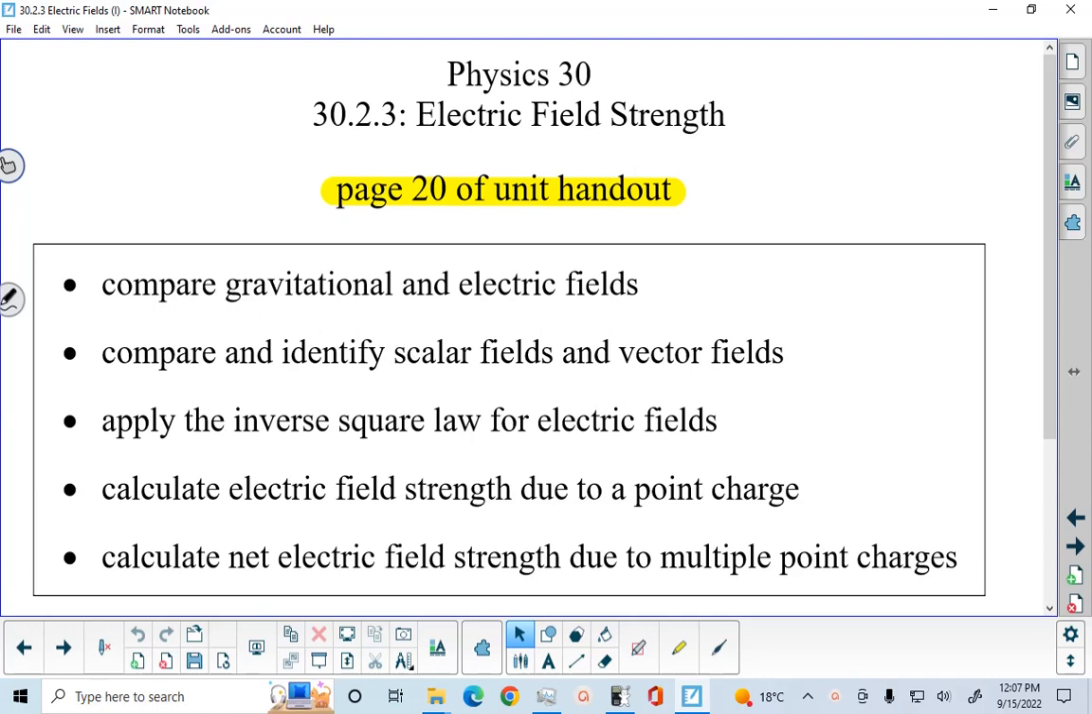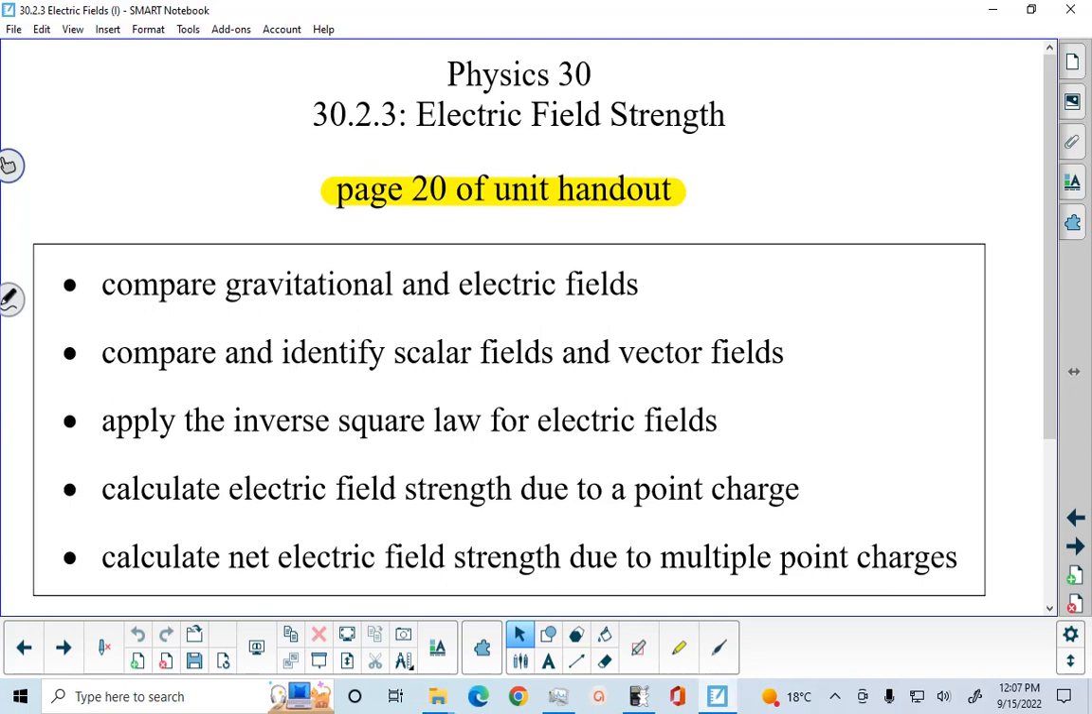What we're going to be doing in this lesson is learning about electric fields by comparing what we already know about gravitational fields to what we don't know about electric fields. So this is going to be done in the same kind of fashion that we learned about Coulomb's law. We compared electric forces and gravitational forces. Now we're going to compare electric and gravitational fields.